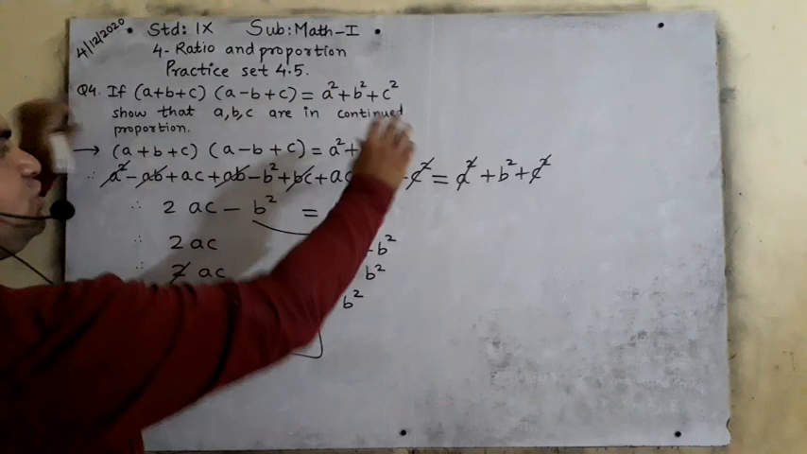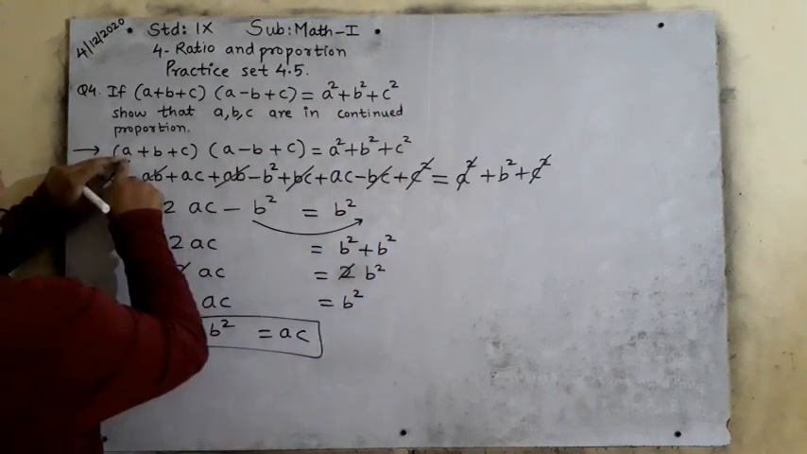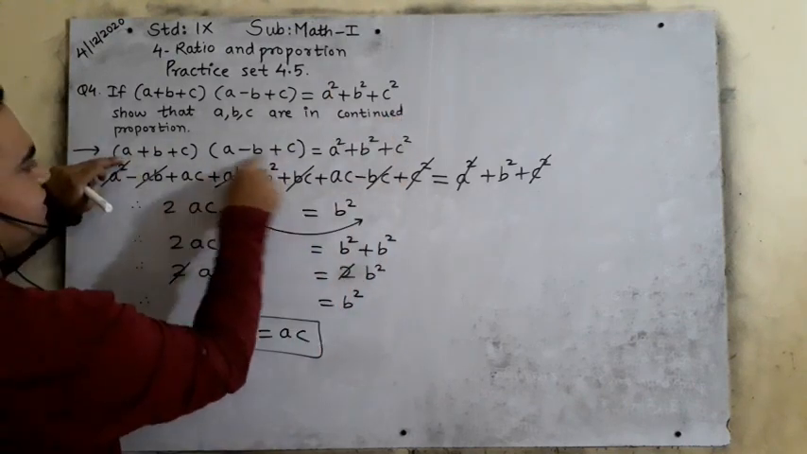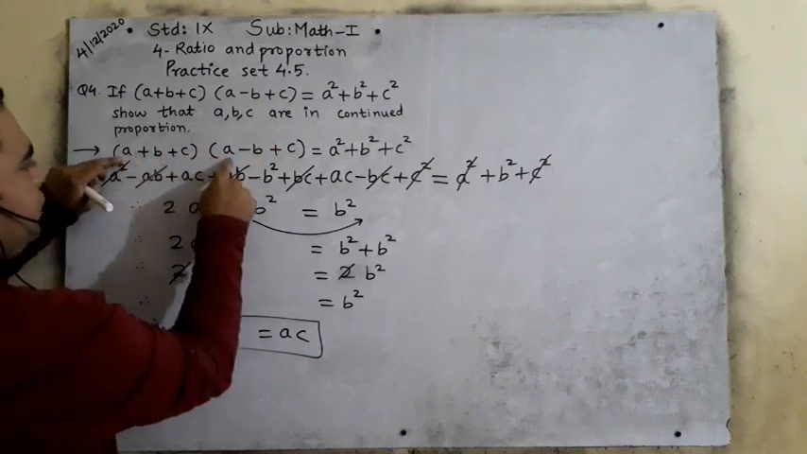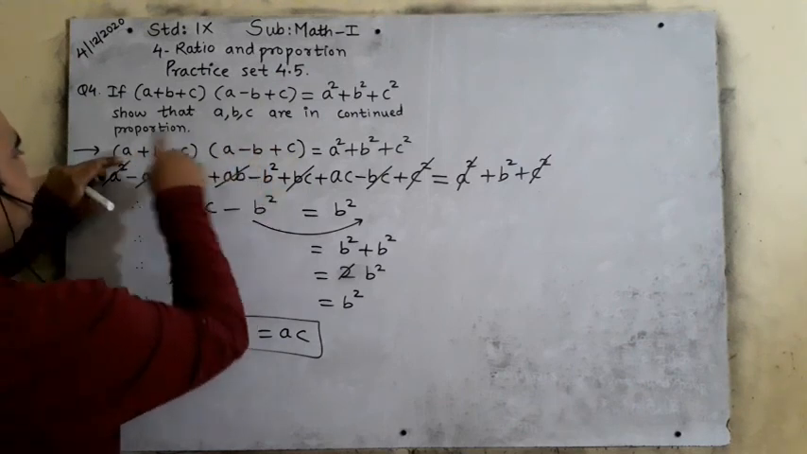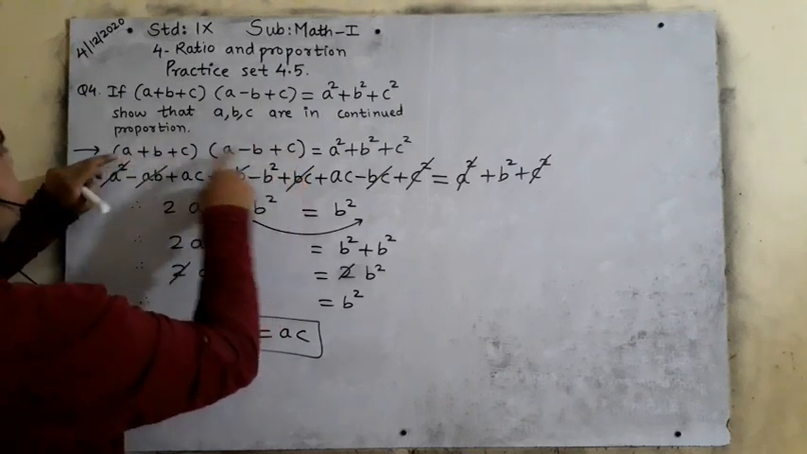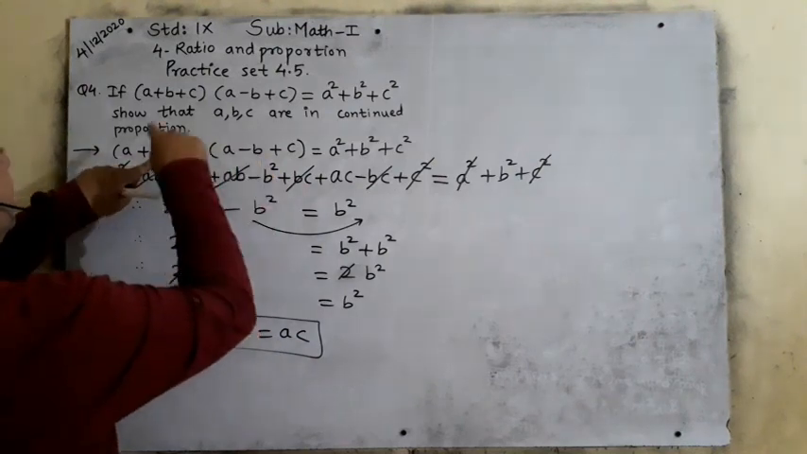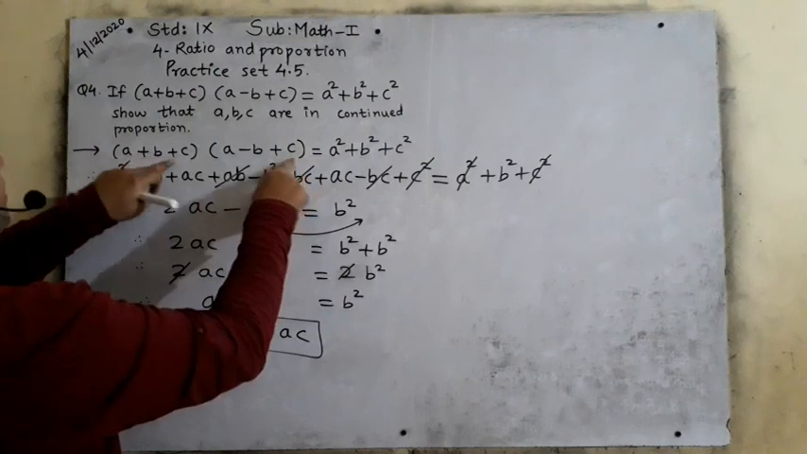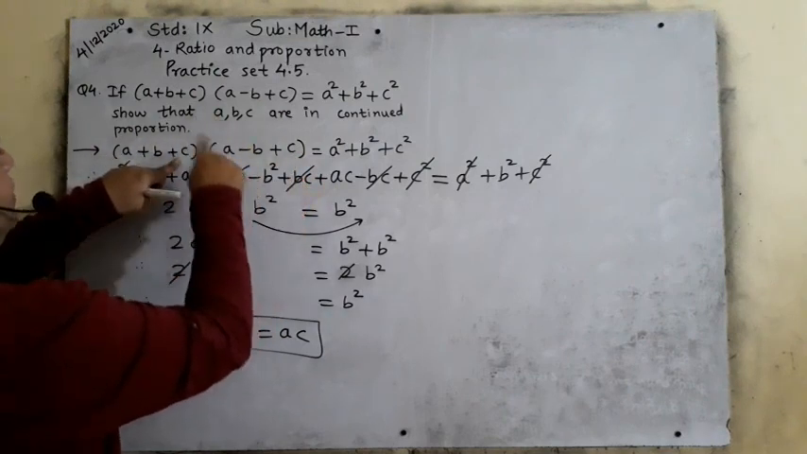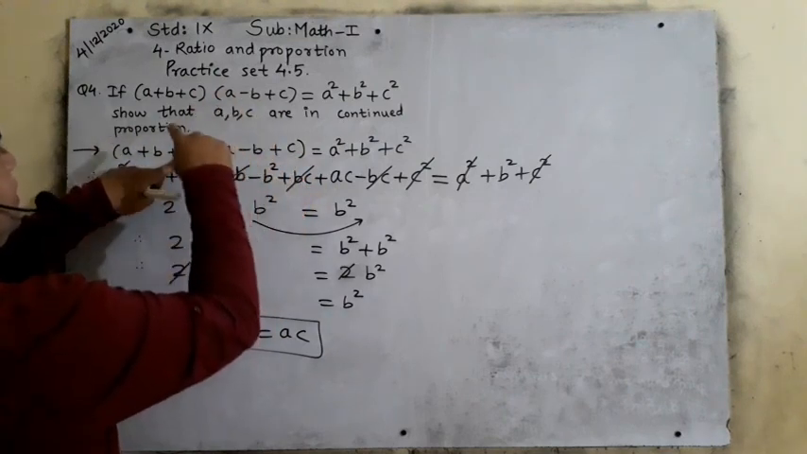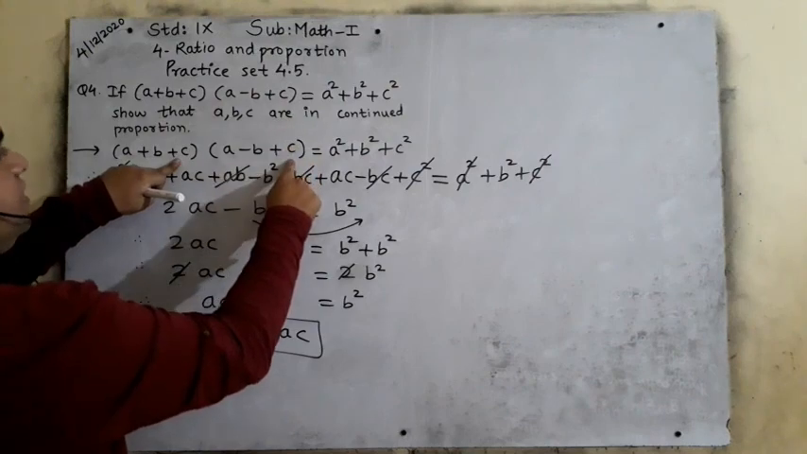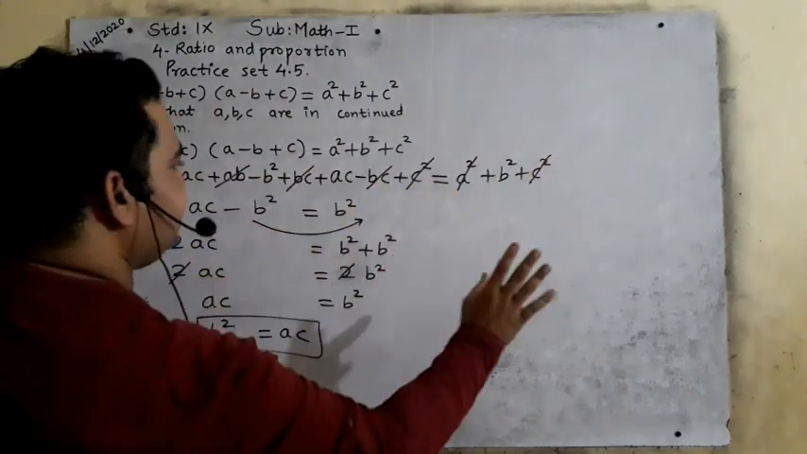First you will copy the question as it is. Then this first term A you will multiply to this second bracket. A will multiply to A, then A will multiply to minus B, then A will multiply to plus C. Then B will multiply to A, then B will multiply to minus B, then B will multiply to plus C. Then plus C will multiply to A, plus C will multiply to minus B, plus C will multiply to plus C. Then left and right hand side as it is.